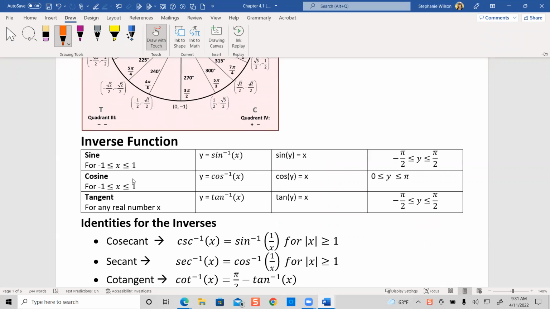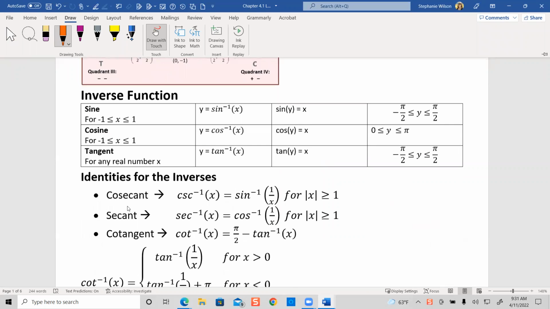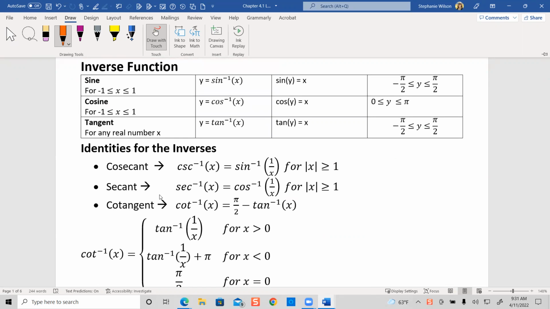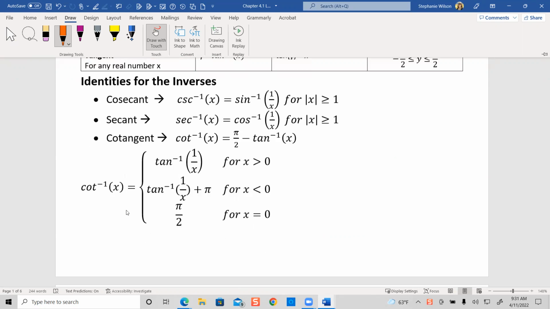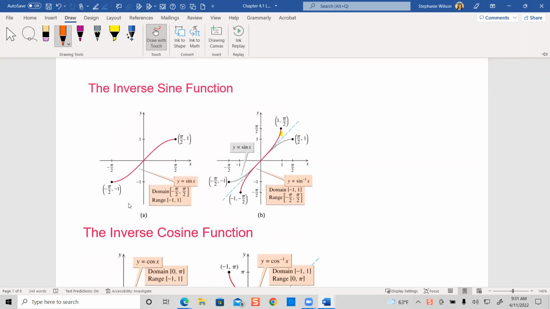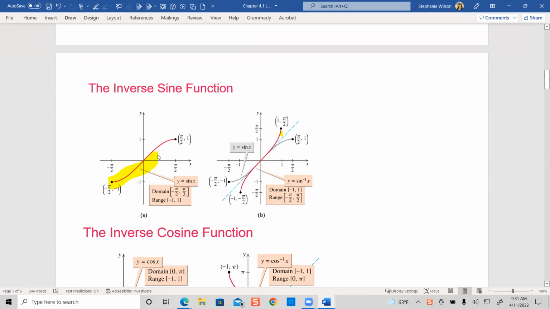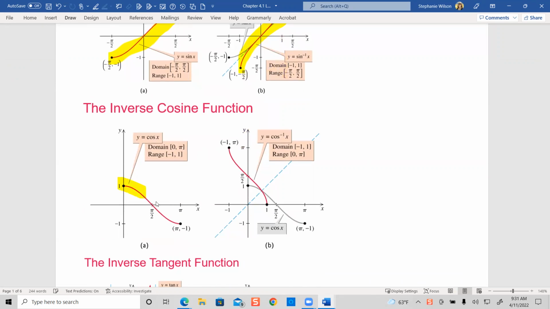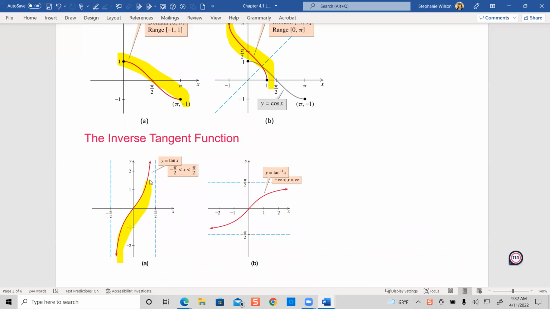This chart here shows the inverse functions for sine, cosine, and tangent. Here are some identities for the inverses of cosecant, secant, and cotangent. So this will be handy. The inverse sine function: here is a diagram of a sine function, and then here's its inverse. Then here is the cosine function, and here is its inverse. Here is the tangent function, and then here's its inverse.